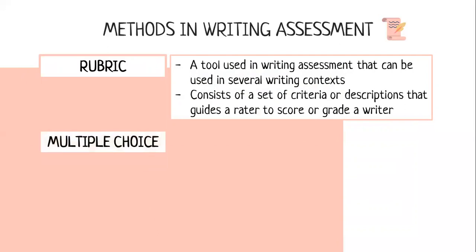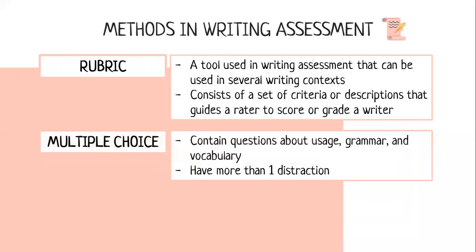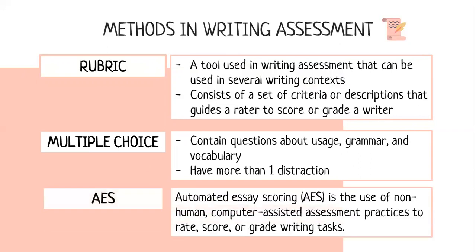About multiple choice. Multiple choice tests contain questions about usage, grammar, and vocabulary, and each question in a multiple choice test will have more than one distractor. And the last one, AES. AES is short for automated essay scoring. It's the use of non-human computer-assisted assessment practice to score or grade writing tasks.